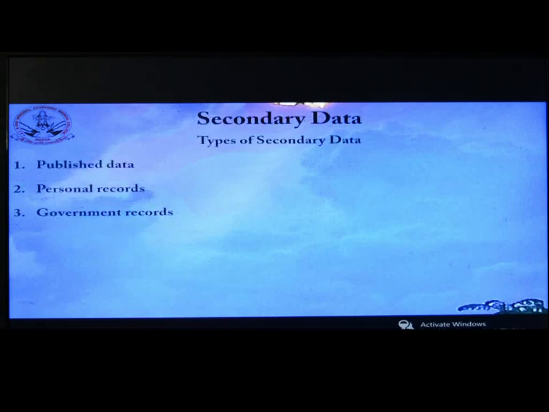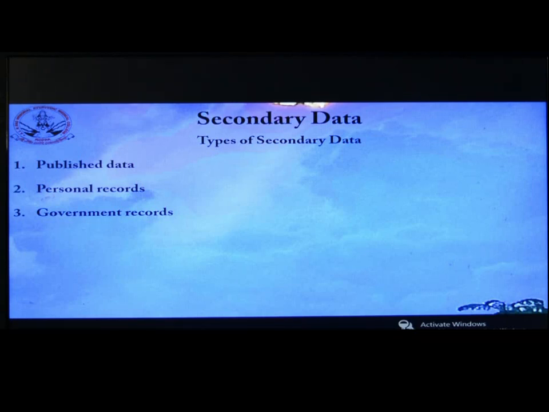Then we see secondary data. We have already discussed that this is collected by someone else. Now you are using those data for your own analysis and finding some inferences from them. There are various types of secondary data. First one is published data. These include all data published in journals, newspapers or any media, websites, etc.